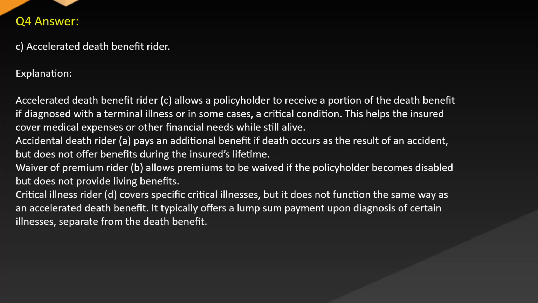Waiver of premium rider B allows premiums to be waived if the policyholder becomes disabled but does not provide living benefits. Critical illness rider D covers specific critical illnesses, but it does not function the same way as an accelerated death benefit. It typically offers a lump sum payment upon diagnosis of certain illnesses, separate from the death benefit.